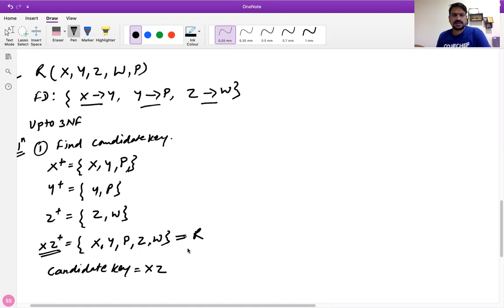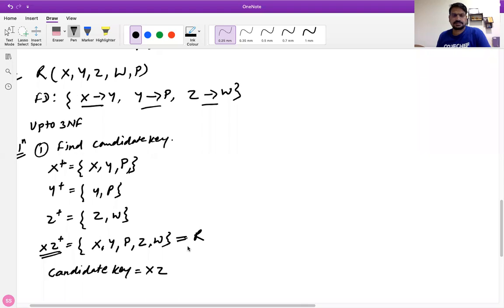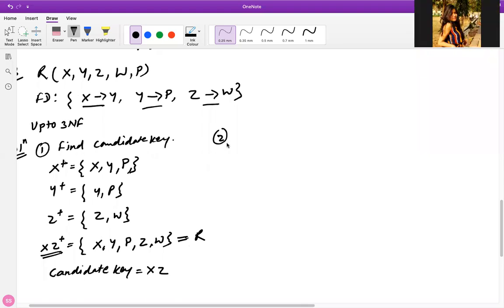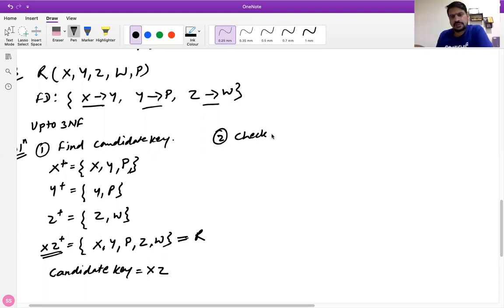Now, what is the second step right now? Checking for second normal form. So let's check for second normal form. If part of the key is determining anything, it means that it is not in the second normal form. So the functional dependency that we have, X determine Y, is it satisfying? No, it does not satisfy second normal form.